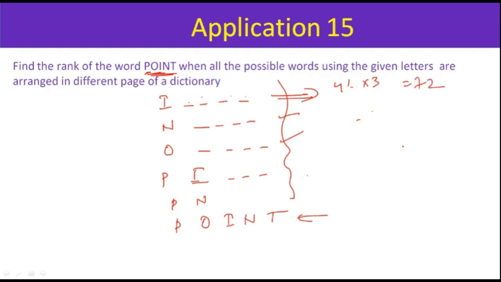What about this? How many ways are possible? 6 ways, which is 3 factorial. So 6 ways here, 6 ways here. So 12. 72 plus 12 is 84. So the rank of this is 84 plus 1, 85.